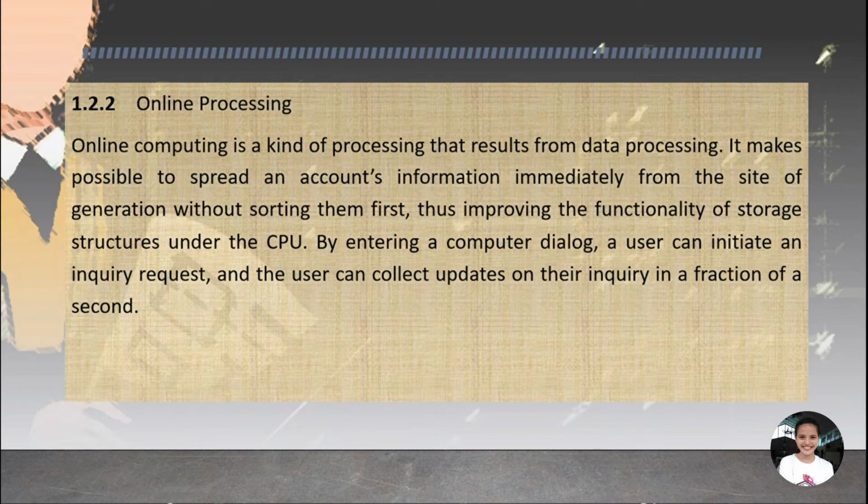And the examples of online processing are airline booking systems, where your data has to be correct. Then other examples are order processing, and withdrawing cash from an ATM. The online processing is also called interactive processing.